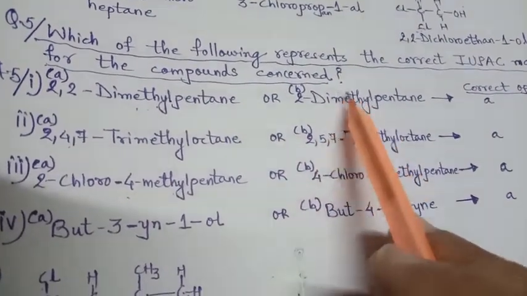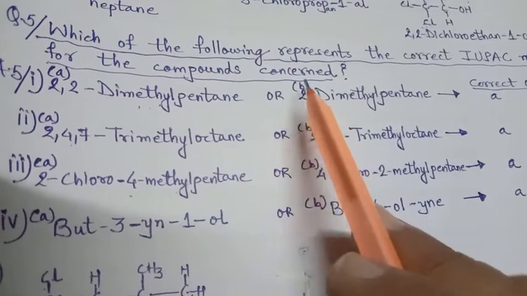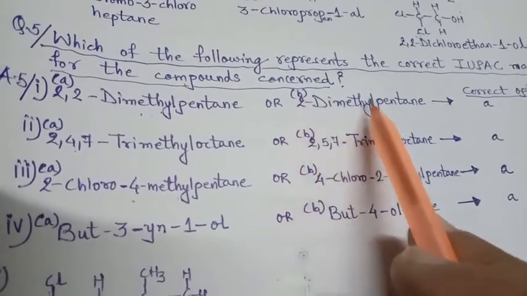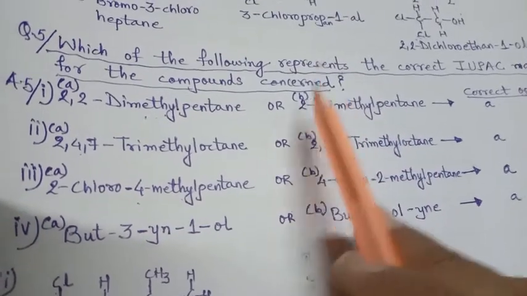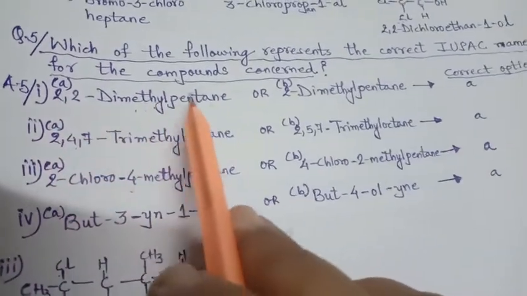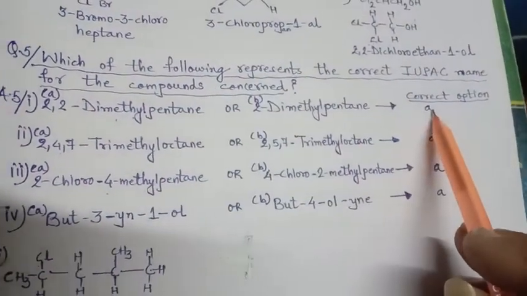If dimethyl is there, then there should be 2 attachments, maybe 2,2, maybe 2,3, maybe 2,5. But dimethyl, so 2 serial numbers should be there. So here the correct name is A, that is 2,2-dimethylpentane. Correct option is A.